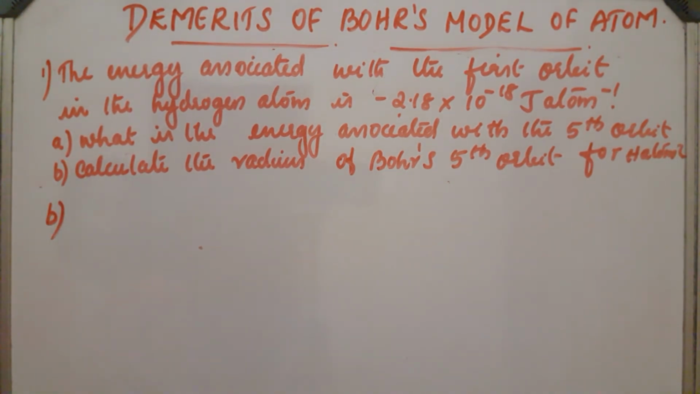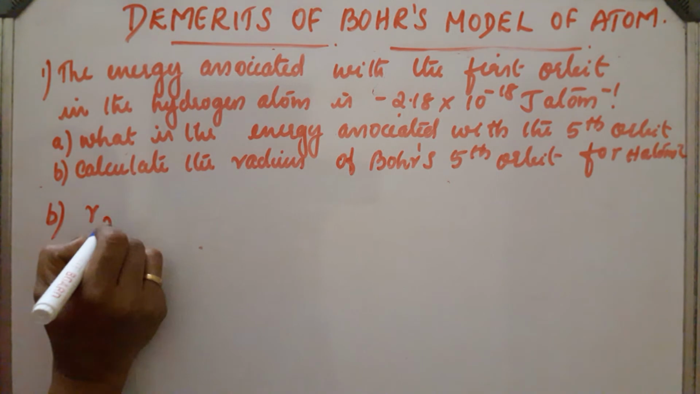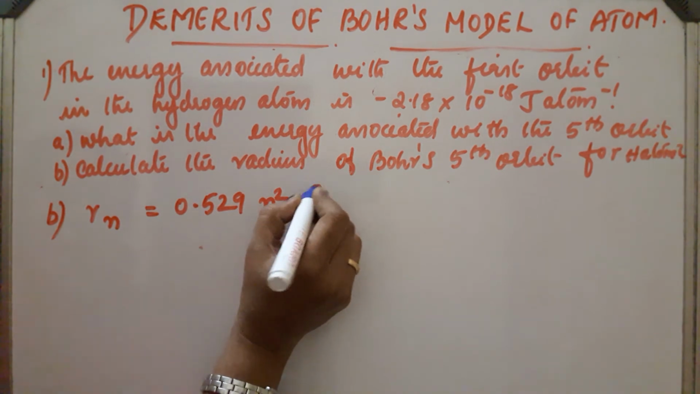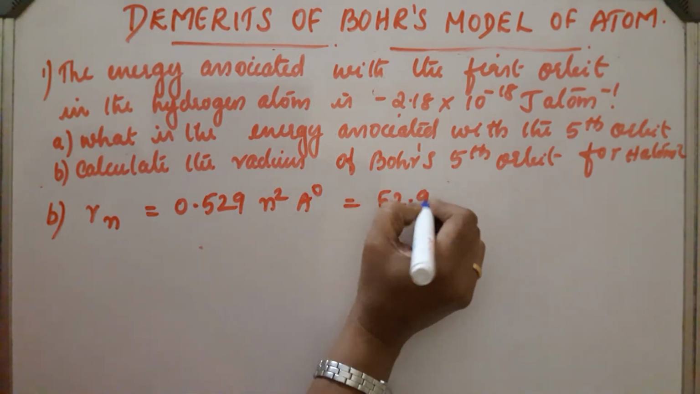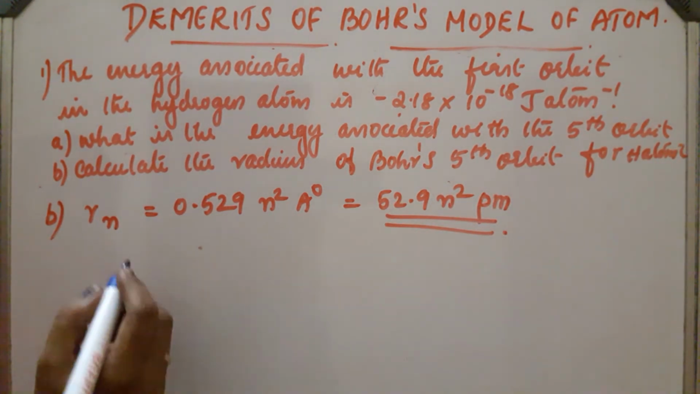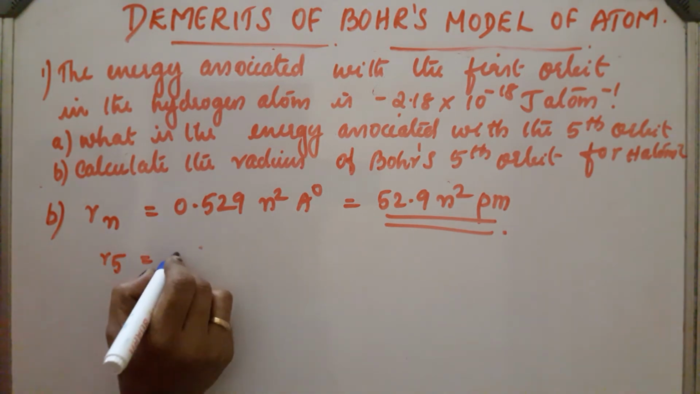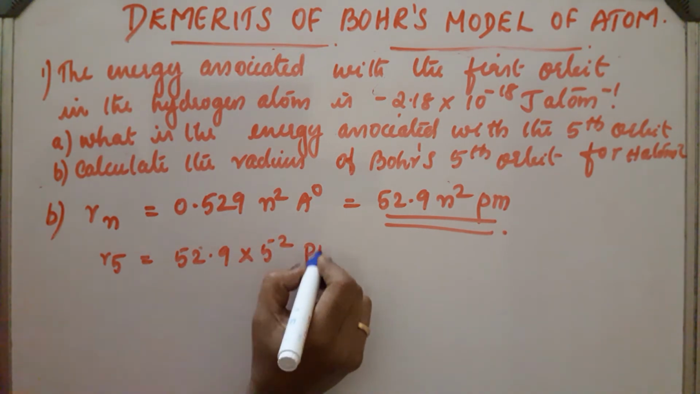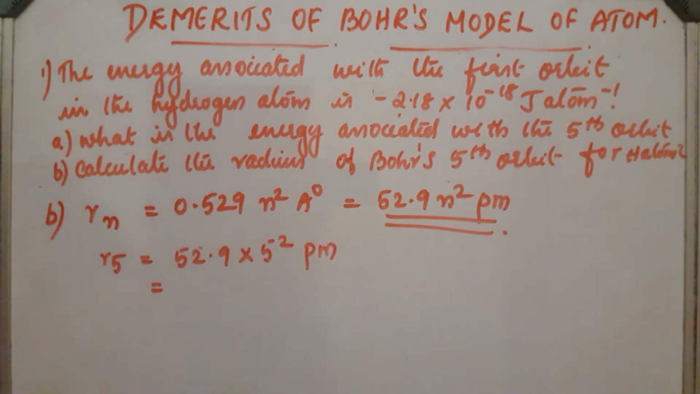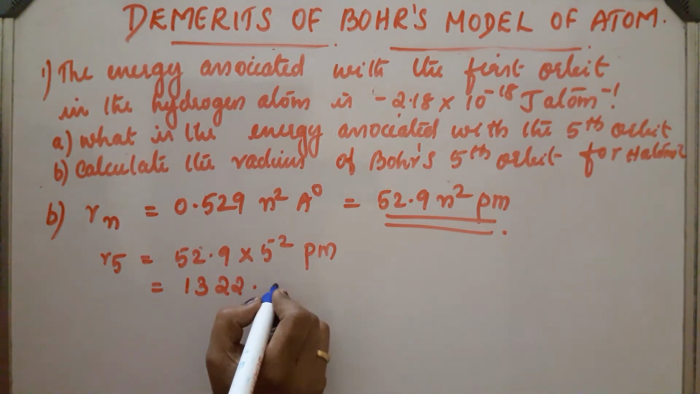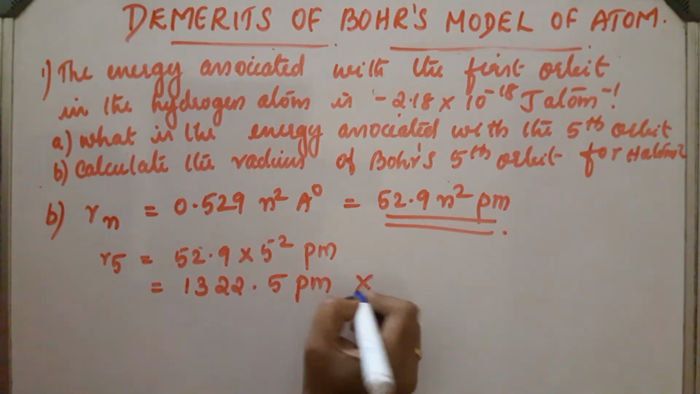The second part of the question is to calculate the radius of Bohr's fifth orbit for hydrogen atom. For the nth orbit, Rn is equal to 0.529 n square Angstrom, or 52.9 n square picometer. So R5 is equal to 52.9 into 5 square picometer. So the answer will be 1322.5 picometer.